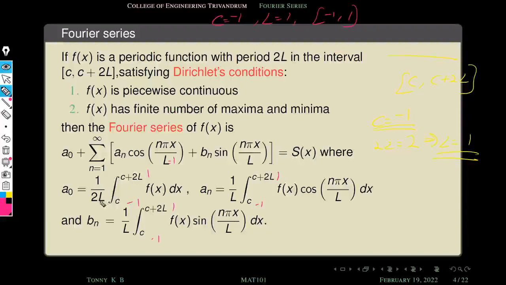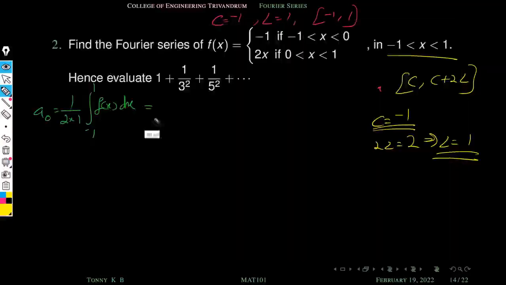And one more change is in this 1 by 2l. We know that L equals 1. So what is a naught? A naught equals 1 by 2 into 1, integral minus 1 to plus 1 f of x dx. Similarly, a n is 1 by 1 integral minus 1 to plus 1 f of x cos n pi x dx, because L is 1. So these are the analogous changes in the Fourier series and respective formulas.